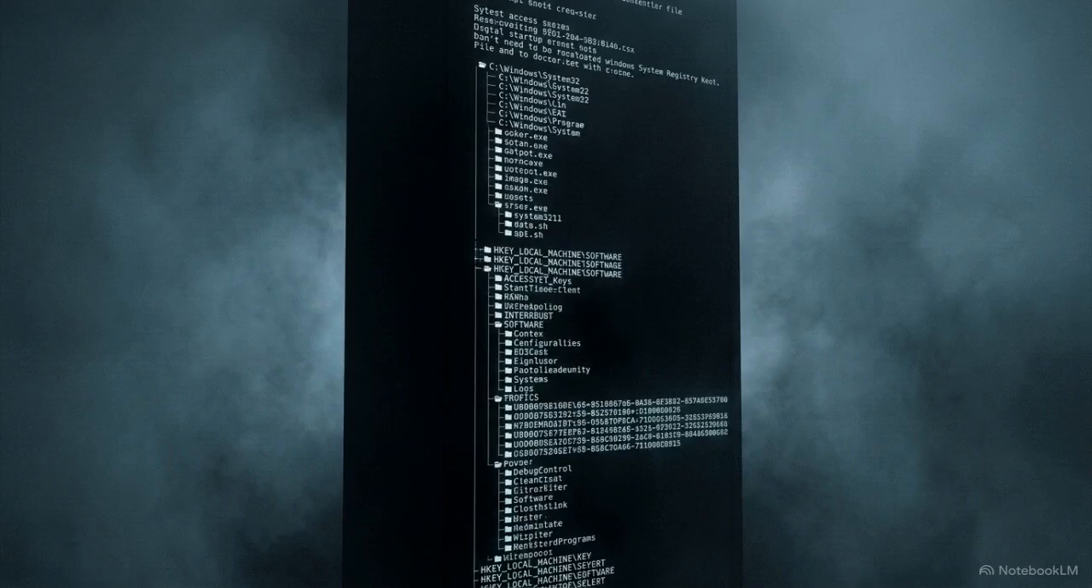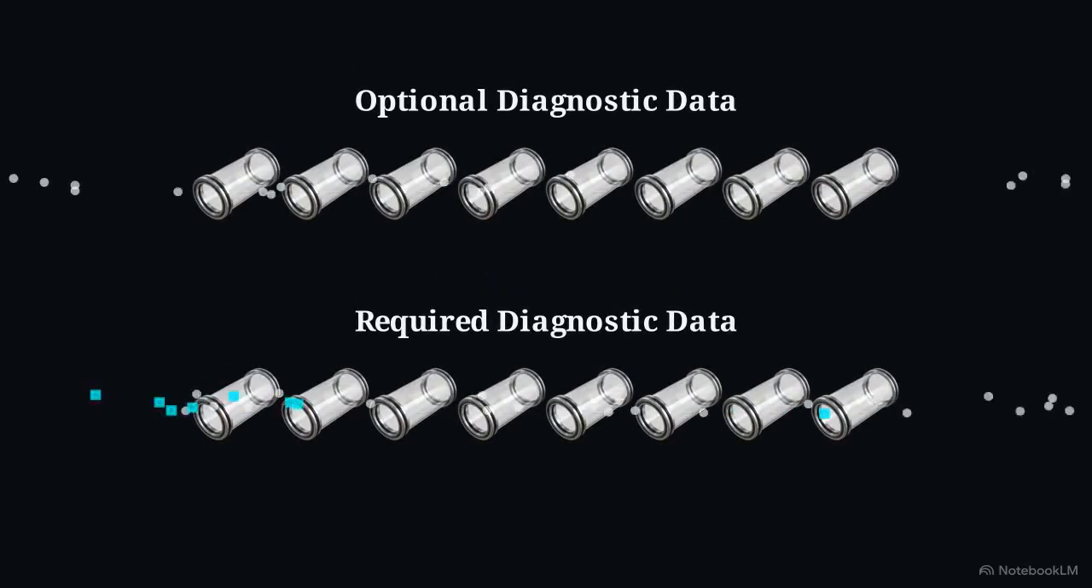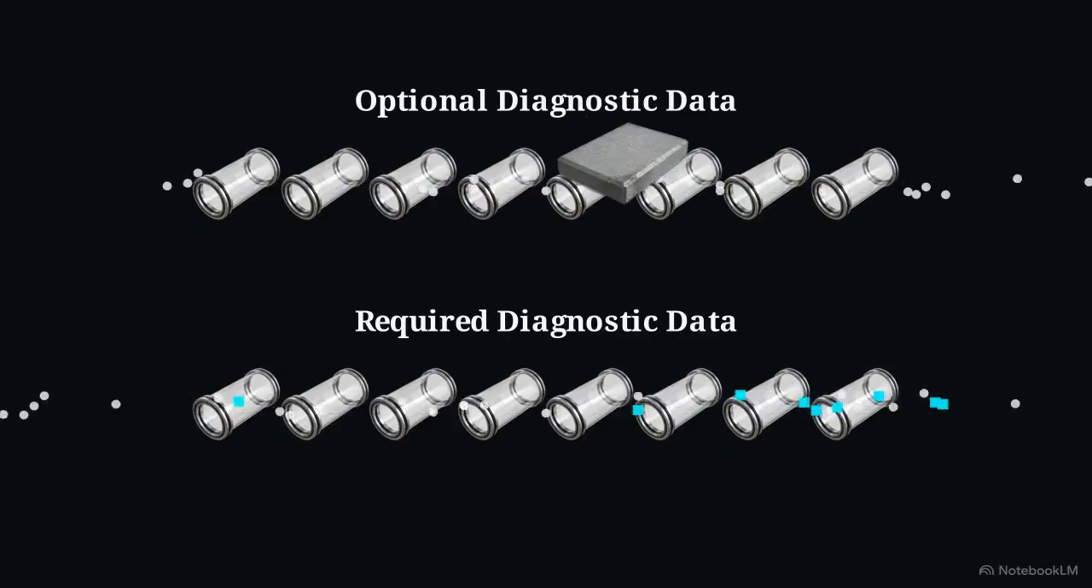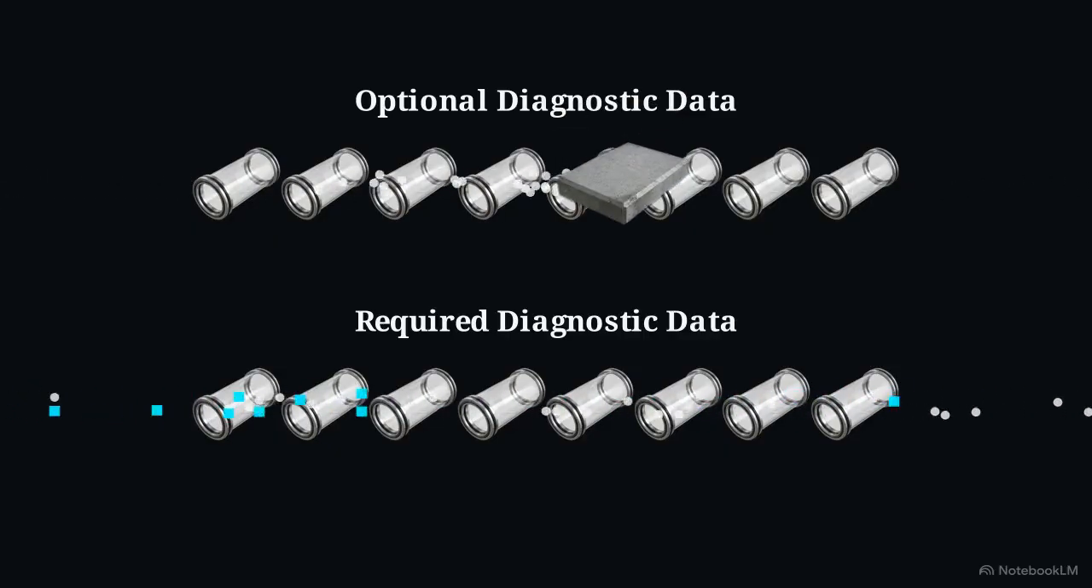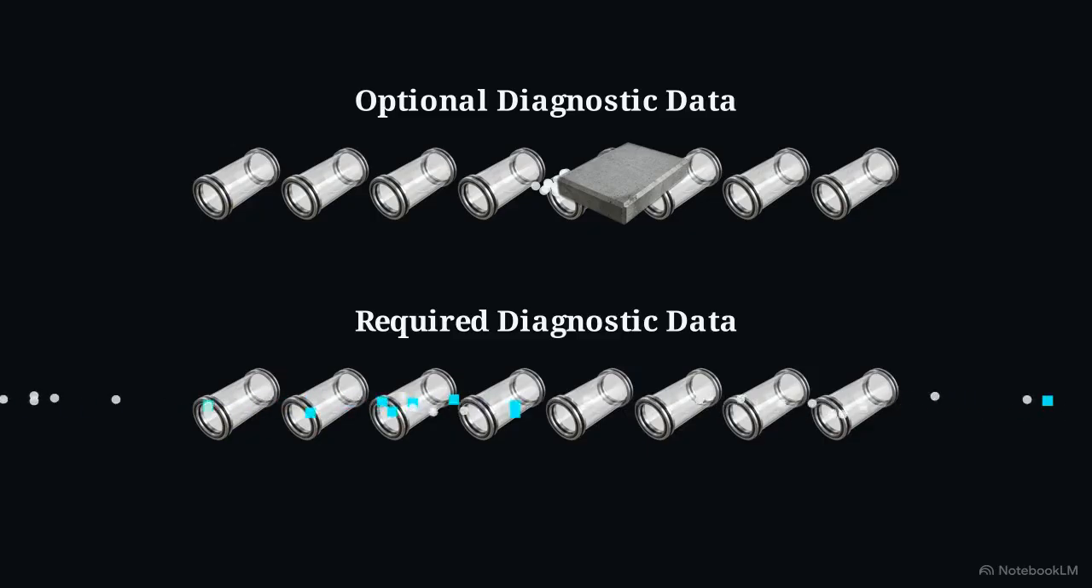To understand why data continues to leave the system, we have to look at the architecture of the OS. Microsoft maintains a technical and legal distinction between optional diagnostic data and required diagnostic data. This diagram illustrates how the two streams are handled. Toggling the setting in the UI blocks the optional data branch. However, the required data, which includes thousands of appraiser events and driver status reports, is designed to bypass that barrier entirely.